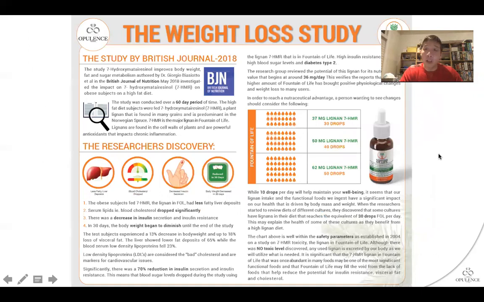So here's the study I was talking about, where it was done by the British Journal of Nutrition back in May of 2018. And it was a study on 7-hydroxymatairesinol, which is the actual lignan that you will find as the main ingredient on the Fountain of Life bottle. So that is the ingredient that's in Fountain of Life.